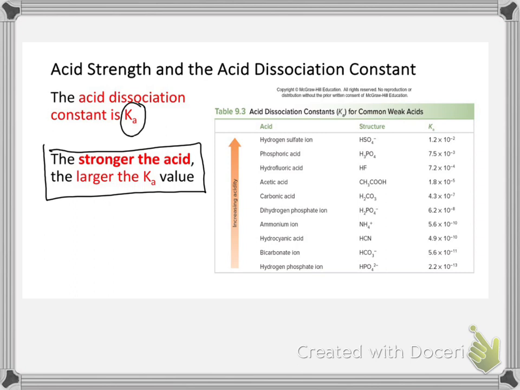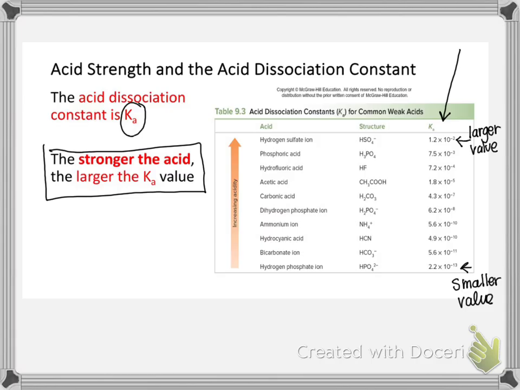Now, I do want you to look at this table 9.3 with me. This gives us some example Ka values right here in the far right hand. And what I want you to notice is it has negative exponents. So negative exponents sometimes can trick us. But remember, the lower the negative exponent, the larger the number. So a -2 is a larger value than a -13. This is a smaller value.